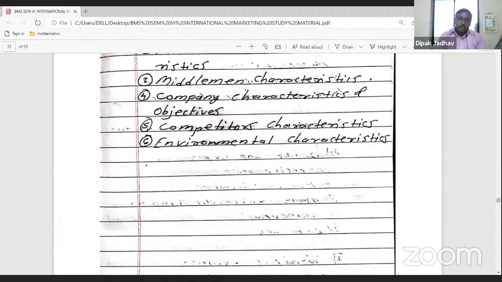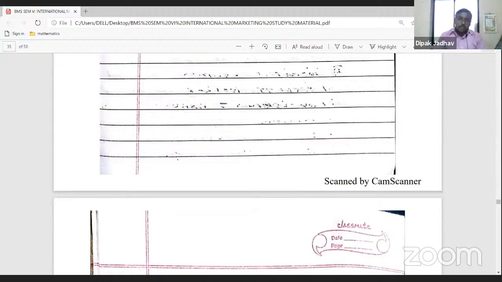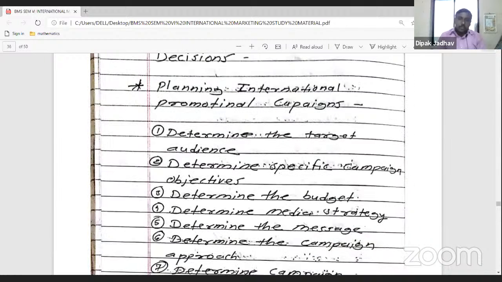promotion decision. How can we make international promotion decisions? The planning of international promotion strategies: determine how we can reach the customer, the data, the company objectives. When we are running a marketing campaign in international business or international marketing, what is your main objective? To reach the customer, to make new customers, to retain the customer. What is your main objective? On the basis of this objective, the promotion activities are defined.